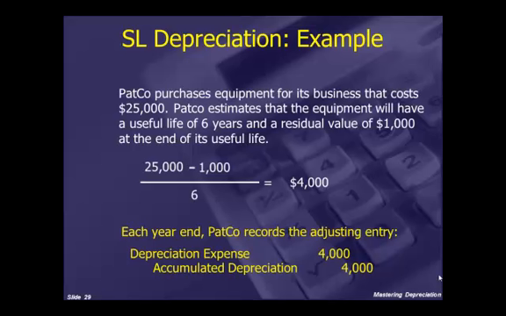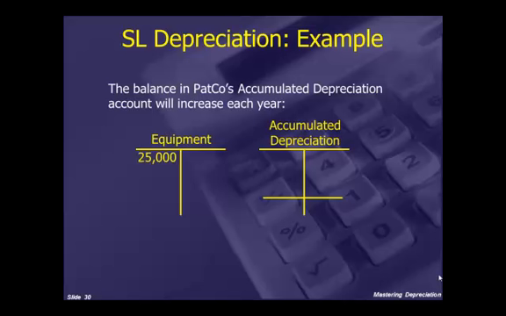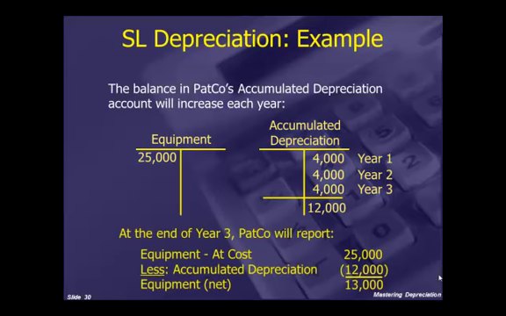So each year, Patco records the adjusting entry that debits depreciation expense for $4,000 and credits the contra asset account accumulated depreciation $4,000. To take a look at the T accounts, how this will work. The equipment has $25,000 on the debit side. The accumulated depreciation, year 1 is $4,000, year 2 $4,000, year 3 $4,000. So at the end of 3 years, the accumulated depreciation is $12,000. Therefore, the book value will be to take the equipment at cost at the end of year 3, $25,000. Cost stays the same. Less the accumulated depreciation of $12,000, and the net equipment value or the book value is $13,000.